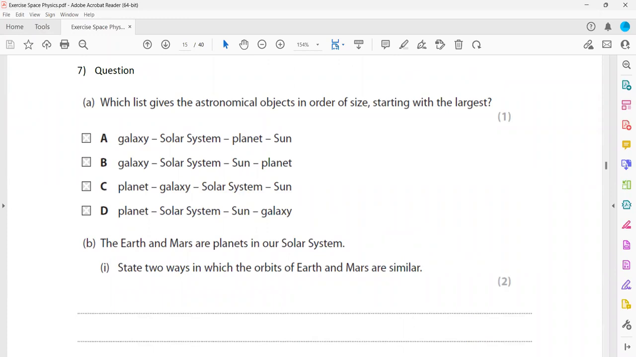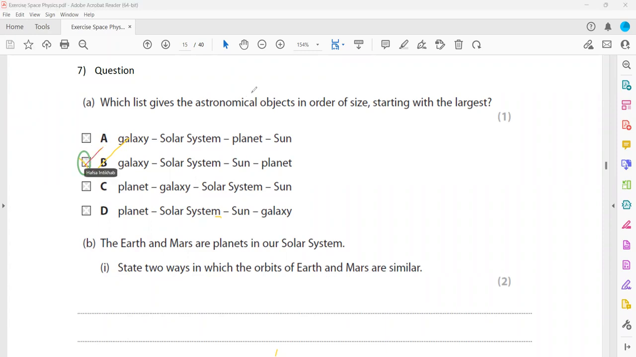In the first part of question 7a, which list gives the astronomical objects in order of size, starting from the largest? Like we start with the largest and then the size decreases. So you can use the screen annotation to select the right option, A, B, C, or D. So B is the right answer because what is the order?